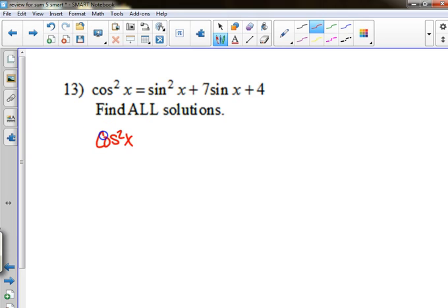Cosine squared. Any ideas? What do you want to do here? Oh, you want to subtract. That's what I was thinking, because this is a trade, right? It's cosine of 2x. But is that going to help us? We already have a sine x.